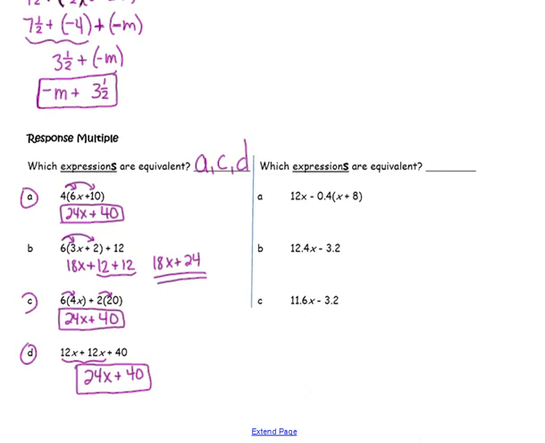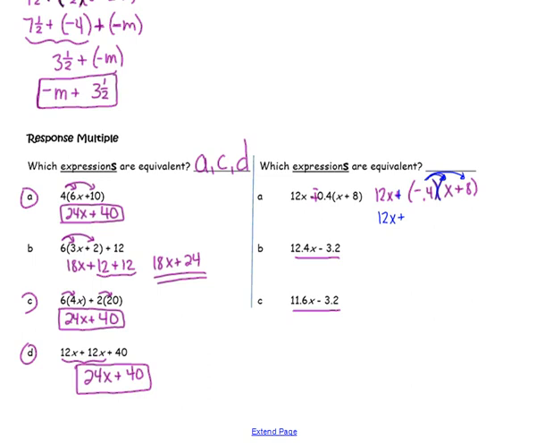Next, which expressions are equivalent? Notice that B and C are already in simplest form. They have no like terms and cannot be combined. But for A, we can rewrite subtraction as adding the opposite. So this becomes 12x plus negative 0.4 times the quantity x plus 8. Before you do this addition, you need to do this multiplication. Distribute the negative 0.4 to both of those terms. So I'm going to bring down the 12x and the plus sign.